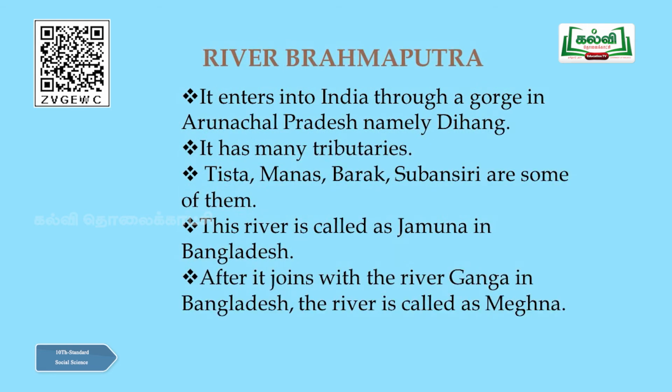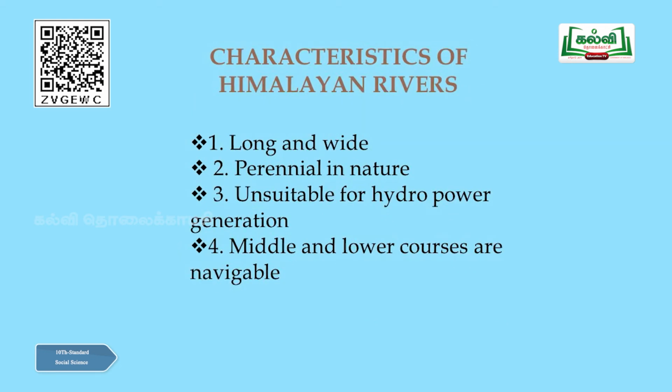It enters India through a gorge in Arunachal Pradesh. That gorge name is Dihang, and it has many tributaries. The names of the tributaries are Tista, Manas, Barak, Subansiri, some of the important tributaries of river Brahmaputra. And this river Brahmaputra is called Jamuna in Bangladesh. After it joins with the river Ganga in Bangladesh, the river is called Meghna, and then it drains into Bay of Bengal.